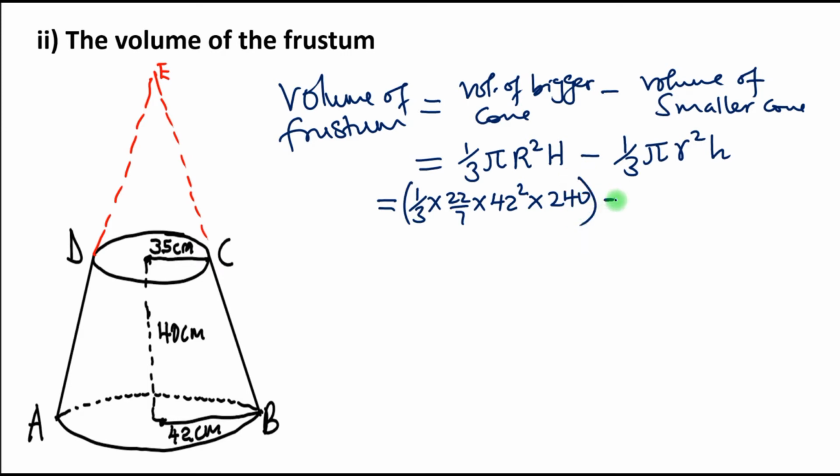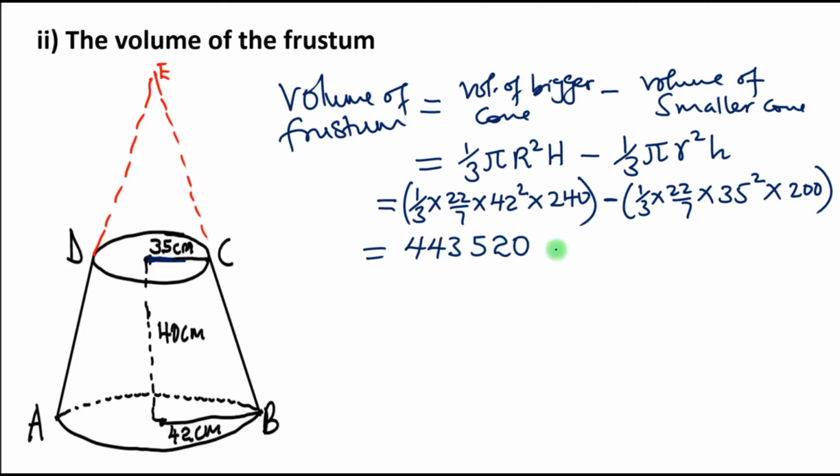Then minus a third times 22 over 7, small r is 35 squared times the height of the smaller cone, which was cut off, that is 200. Then a third times 22 over 7 times 42 squared times 240. By using a calculator, you should be able to get 443,520. Then minus a third times 22 over 7 times 35 squared times 200.